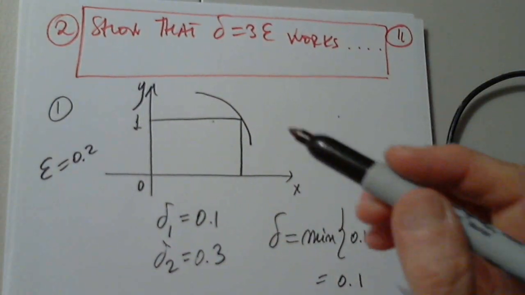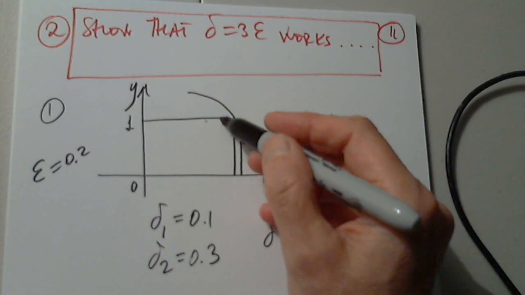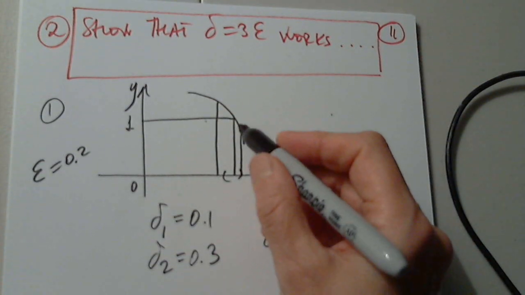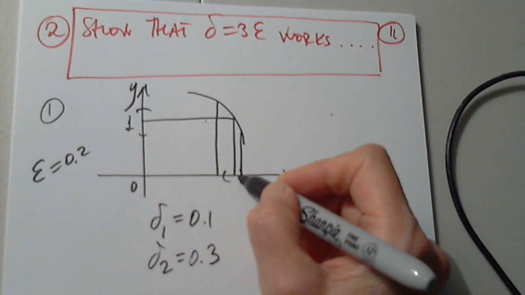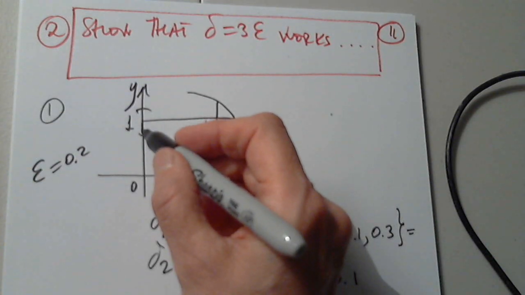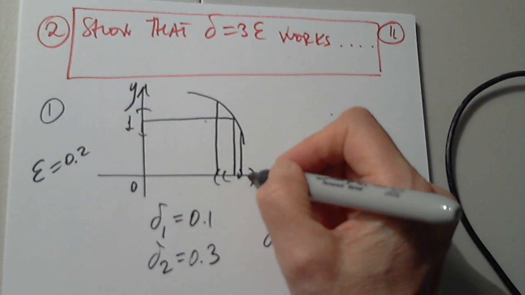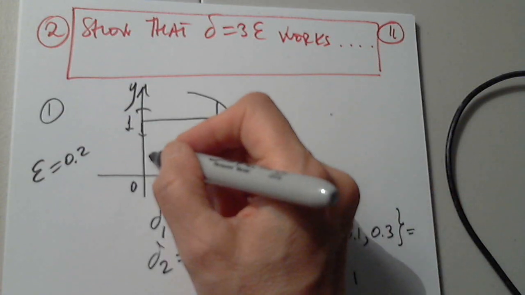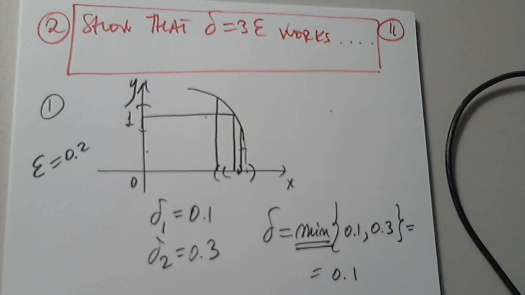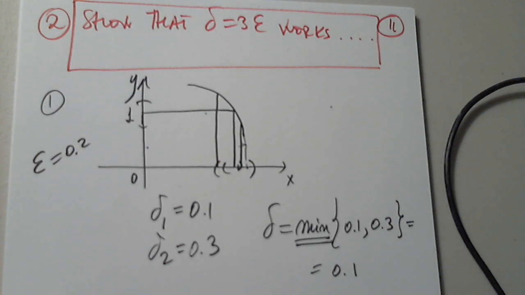The reason is that if I choose the smallest one, any x I pick, its f of x will always fall within epsilon of 1. But if I choose the biggest one, look what happens. I will get here, and it's completely outside. So we always choose the minimum of the two. That was a numerical example.